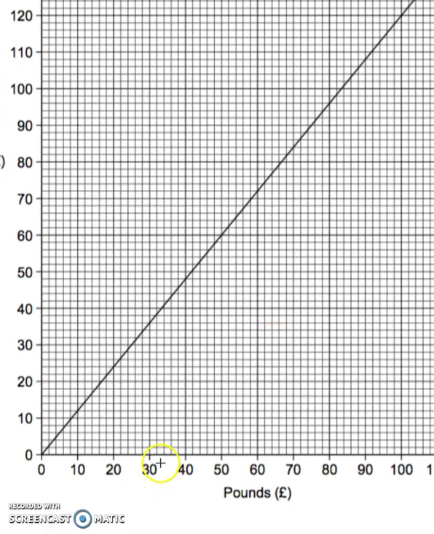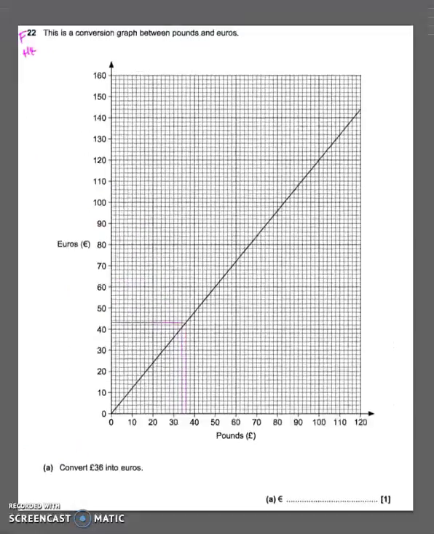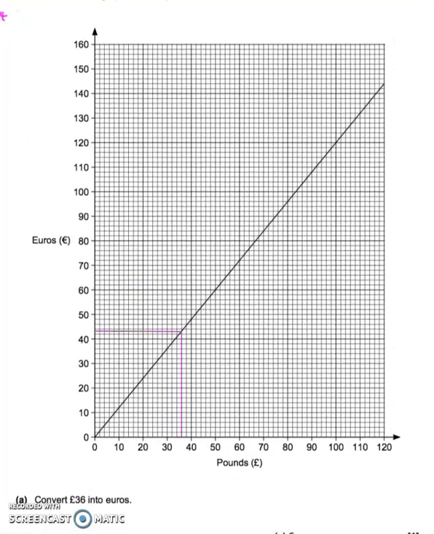36, I work out the scale. Each one of these squares is worth 2, so 2, 4, 6. Go up from 36 and hit the line, and I can then see I'm in between these two lines. This square is halfway between them, so that is again going up in 2s, 42, 4, 6, 8 to 50. So you can see that's 43. So my answer is going to be 43 euros is what 36 pounds is equivalent to.